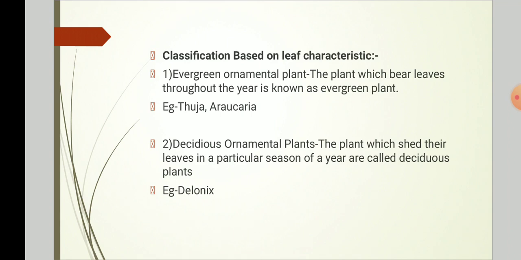On the basis of leaf characteristic, the ornamental plants are categorized into 2 types, that is evergreen ornamental plant and deciduous ornamental plants. First one is evergreen ornamental plant. The plant which bear leaves throughout the year are known as evergreen plants. In that, the ornamental plants like thuja and araucaria means Christmas tree. Then second one is deciduous ornamental plants. The plant which shed their leaves in a particular season of the year are called as deciduous plants. The example of ornamental plant in deciduous is Delonix.